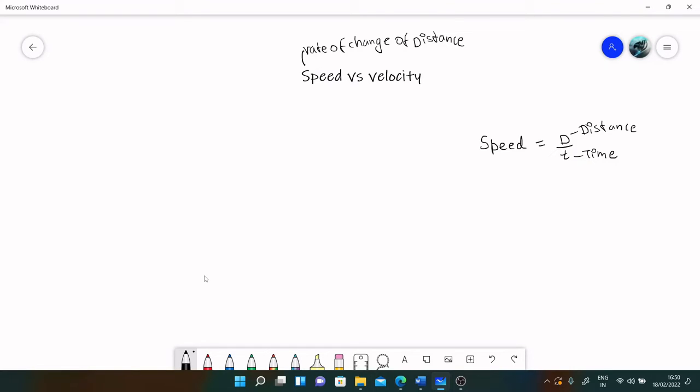Now, let us put down all the information we know about speed. We know the formula: speed equals distance divided by time, that's already here. And the unit is meters per second. This is because the unit of distance is meters and the unit of time is seconds. So put together, it's distance divided by time, meters by seconds.